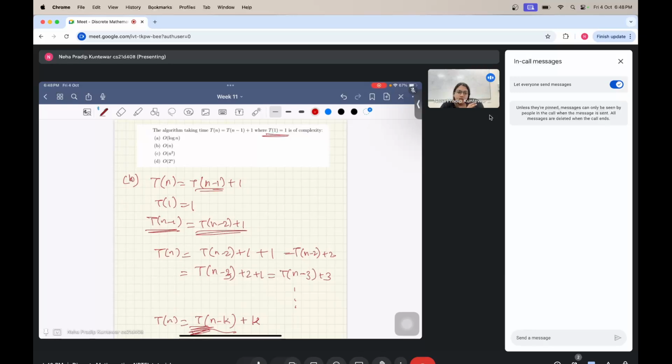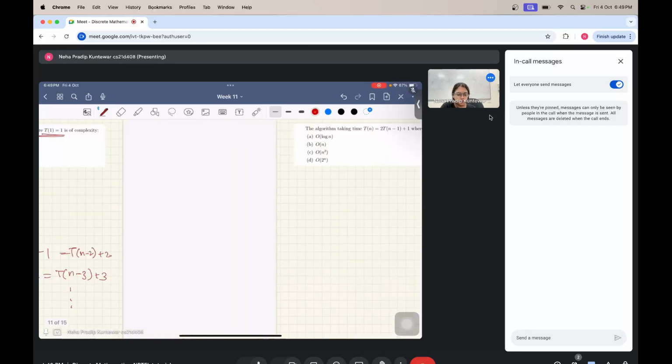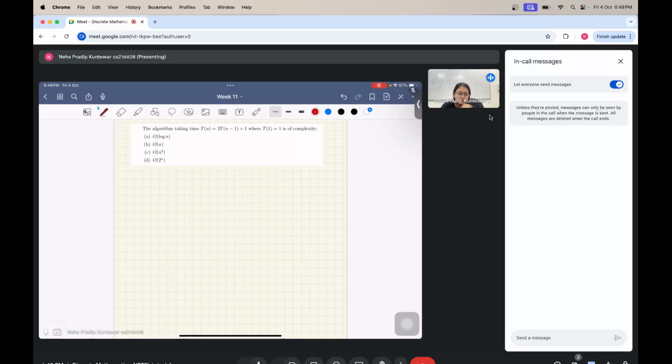So the idea here was again similar. What you did is you started expanding the recurrence, and then you used the base case to get to the expression here. So we will do one more example of that kind.